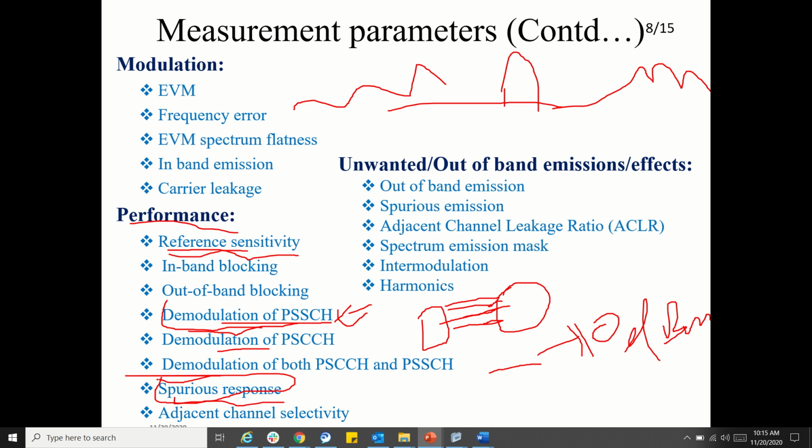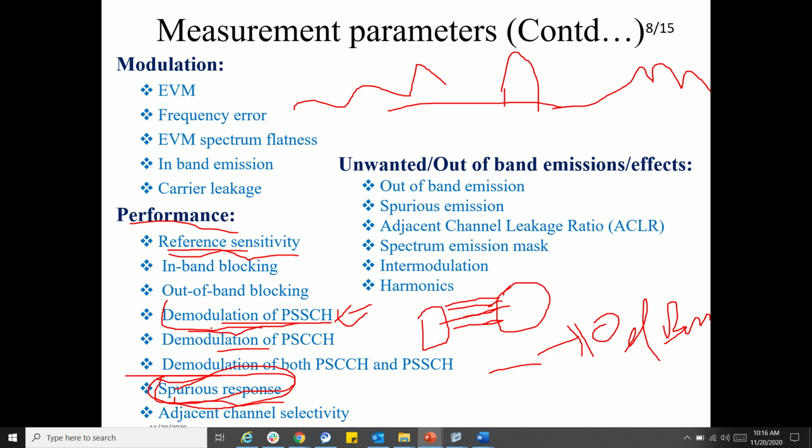So these frequencies will be available in the environment, or even coming from the base station to the UE. Under this condition, what is the throughput I am getting, and is the UE able to decode? I have to check that. The spurious response will not be that much, but still, with that power level, in the presence of spurious frequencies, can my UE decode the correct signal or not.